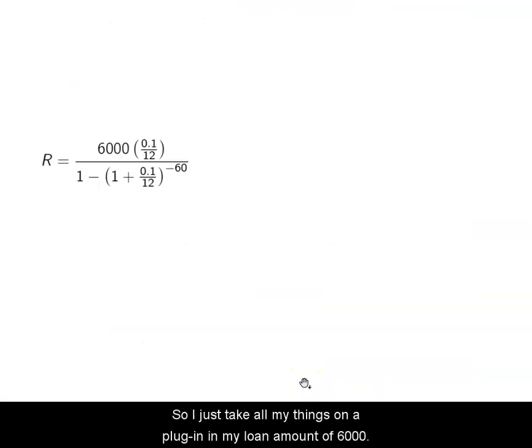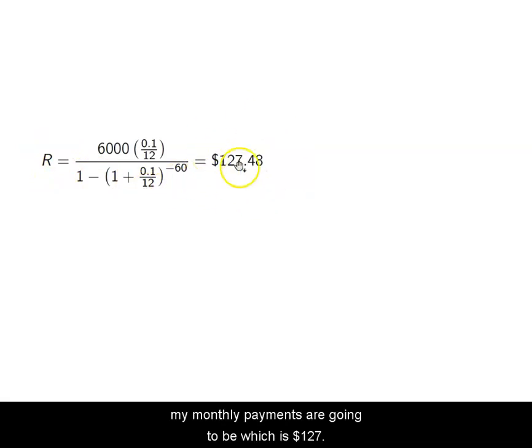Okay, so I just take all my things and I plug it in. My loan amount is $6,000. I have 10%, but it's monthly. 5 years means 60 payments. So I plug everything into my formula, and what I'm going to get out is how much my monthly payments are going to be, which is $127.48.